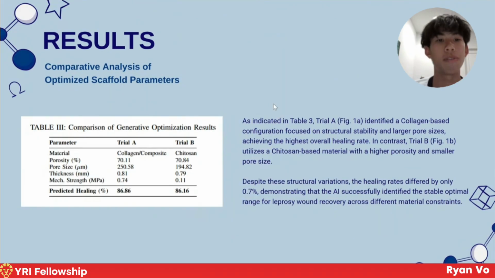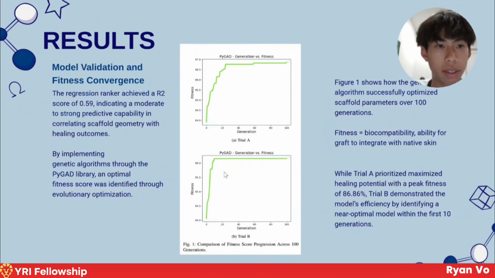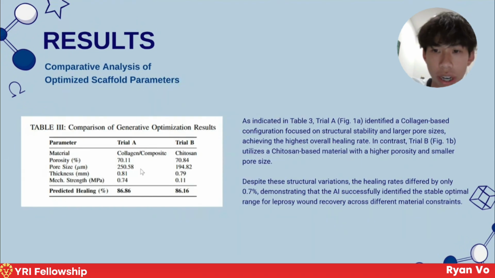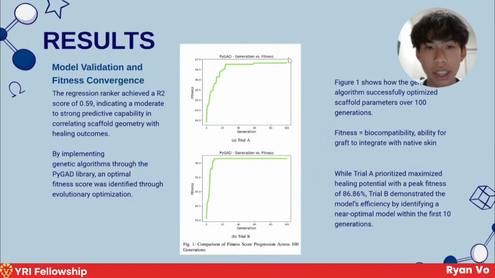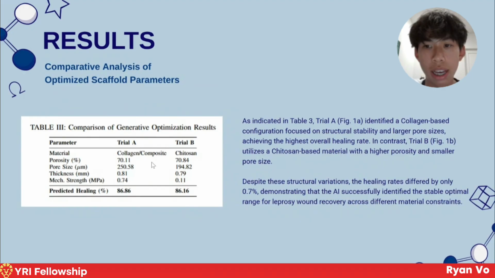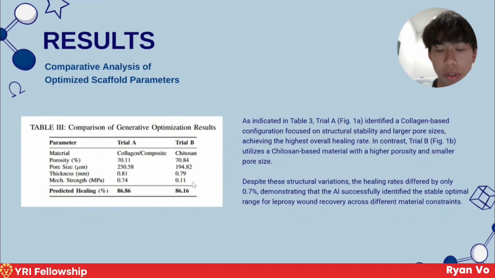And then here we have comparative analysis of optimized scaffold parameters. Trial A and trial B correspond to, as indicated here, in trial A, the one that maximized healing outcome, we can see it used collagen-based biomaterial, and it focused on structural stability and larger pore sizes, and that's how it achieved the highest overall healing rate. And in contrast, trial B used chitosan with a higher porosity and smaller pore size.